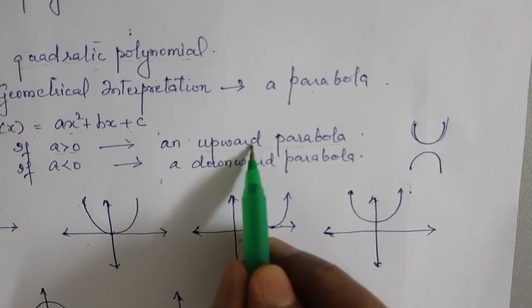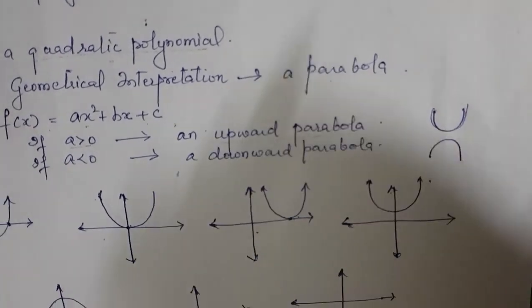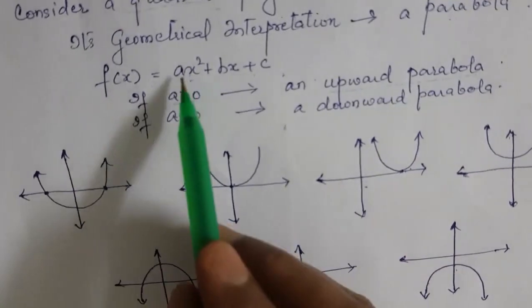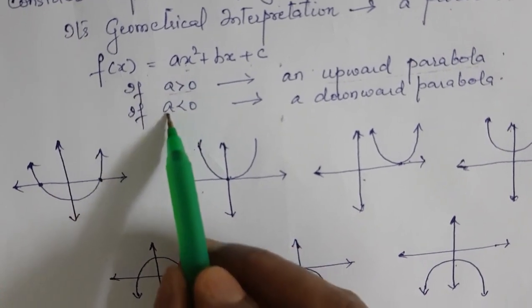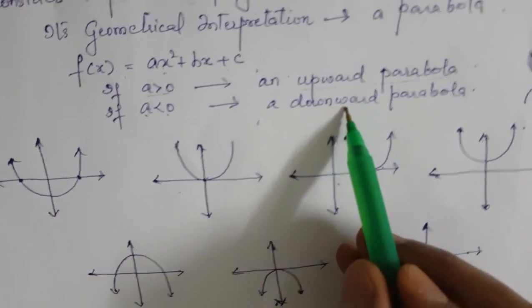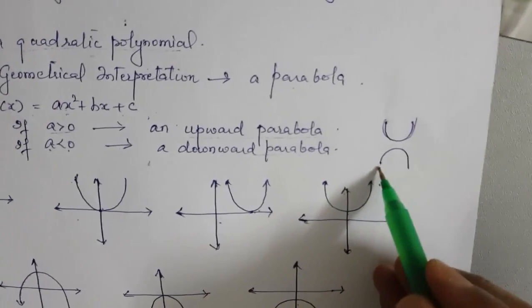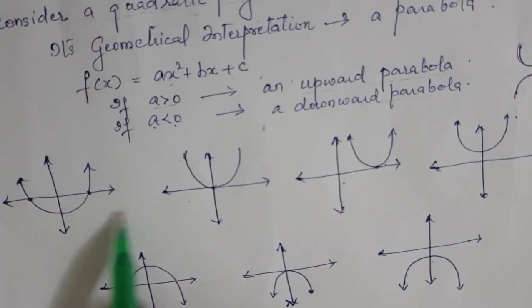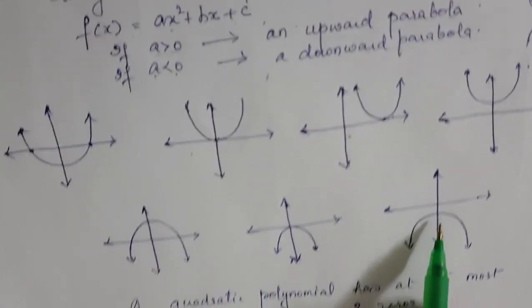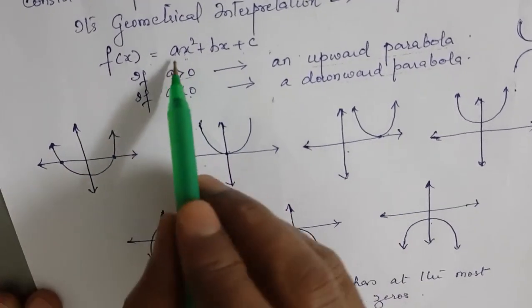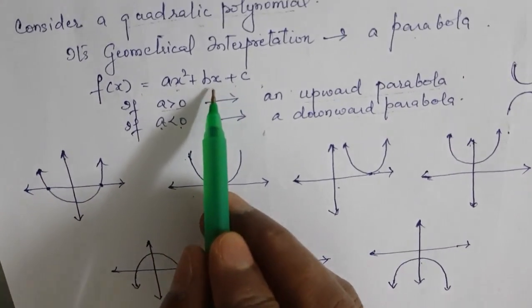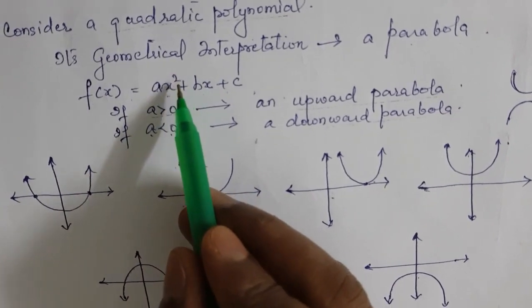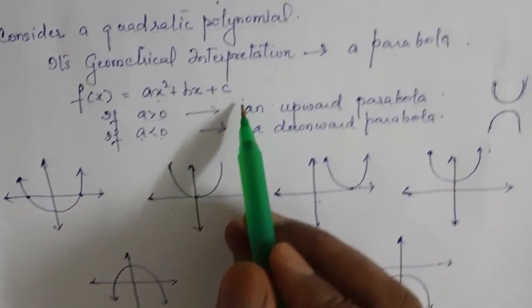Why is it called an upward parabola? Because it is opening towards the upper side. And if the coefficient of x² is negative, that is a is less than 0, then we call it a downward parabola, and it is opening downwards. Now these are the different cases in the case of a quadratic polynomial. As I've told you, when you solve the quadratic polynomial in x, you will get two zeros, as the degree of the quadratic polynomial is 2.